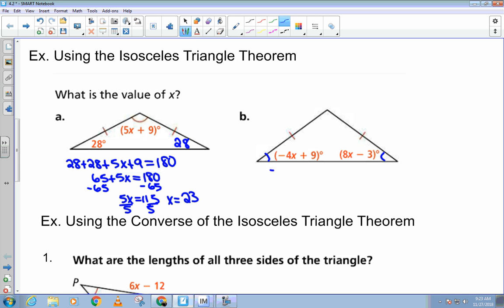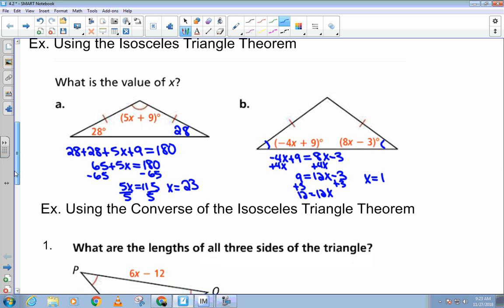We know they're congruent. So we get negative 4x plus 9 equals 8x minus 3. And we're going to solve for x. So we're going to add 4x to both sides. And that gives me 9 equals 12x minus 3. And then I'm going to add 3 to both sides. And so x is equal to 1. So if the legs are congruent, then the base angles are congruent. That's the isosceles triangle theorem.